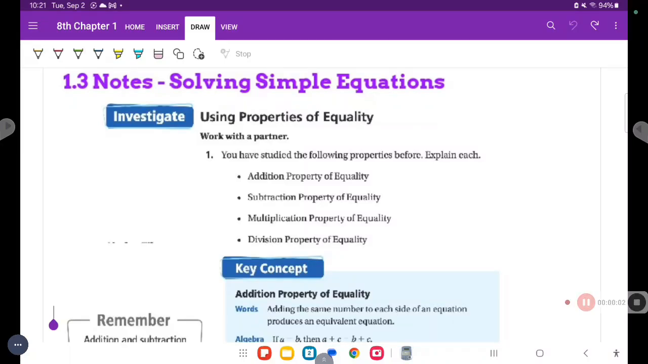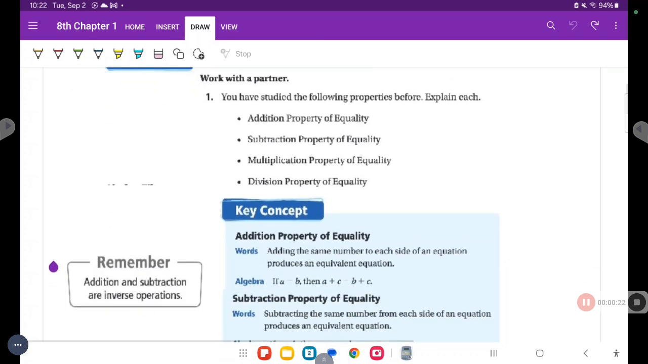Okay, so today we're looking at, get started. We're starting our 1.3 notes. This section is over solving simple equations. Okay, so part of solving these is knowing, underline these, please.